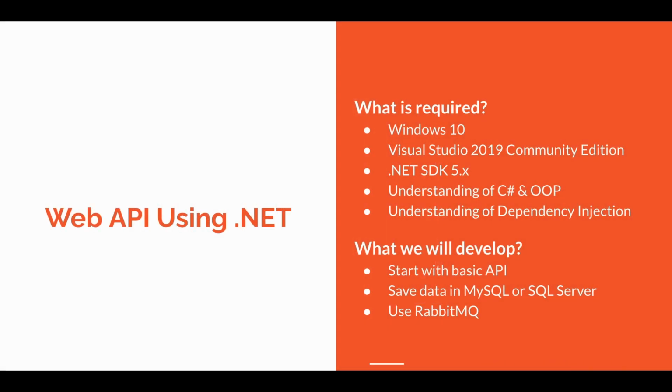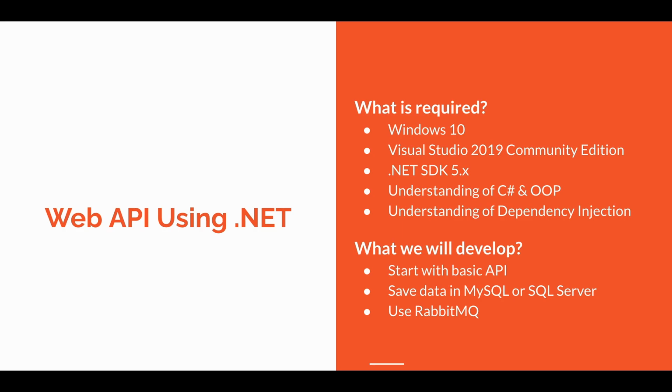We will be developing on Windows 10 machine and we will be using Visual Studio 2019 Community Edition. So please install the latest version of Visual Studio 2019 Community Edition and the latest version of .NET 5 SDK. Understanding of C# and object-oriented programming and dependency injection is required.